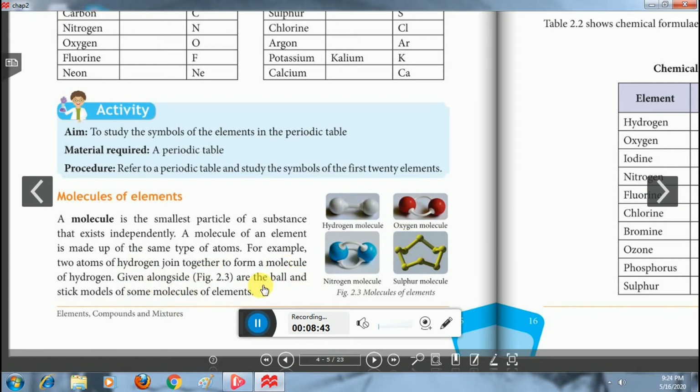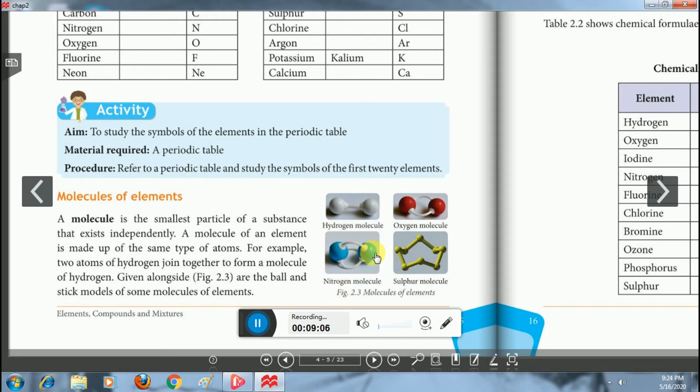This is given alongside the ball and stick models of some molecules of elements. The second element is oxygen, two balls. This is just the model. These are the molecular models of molecules. Oxygen atoms are attached with two hands. This is the bond, the chemical bond.